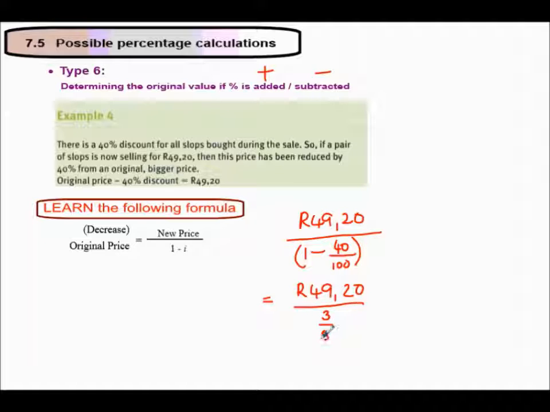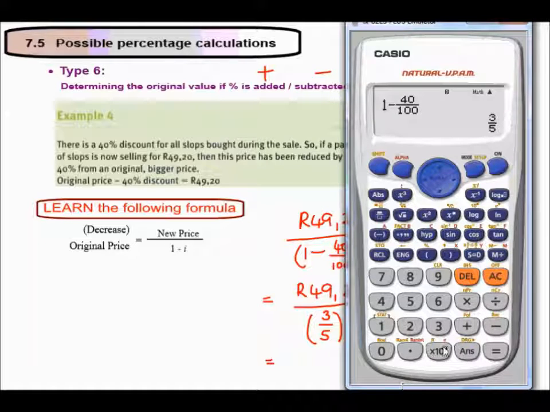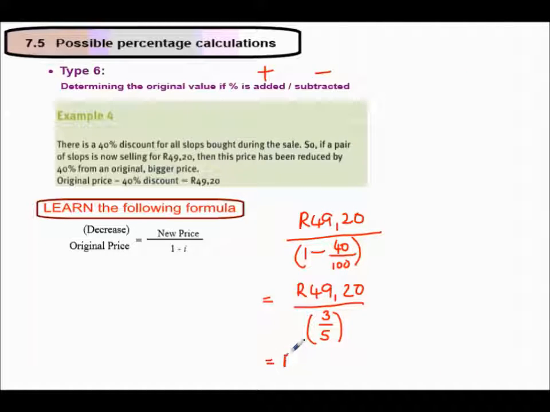3/5. And because we're using the scientific calculator, don't let that awful fraction surprise you. So now we have, remember this is in temporary memory, so what I can do is I can say 49 Rand and 20 cents divided by, this line here means divided by, answer that I got, and it would be 82 Rand. So the slops cost 82 Rand.